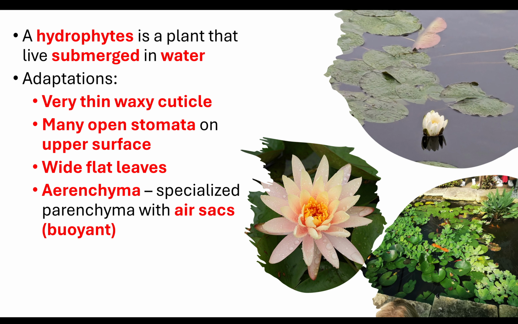They also have specialized parenchyma, which are actually called aerenchyma. Now these are air sacs, and these mean that the leaves can be buoyant. So they stay at the surface of the water, the environment which the hydrophytes live in. Now that's to ensure that they again are maximizing the light that's being absorbed for photosynthesis.